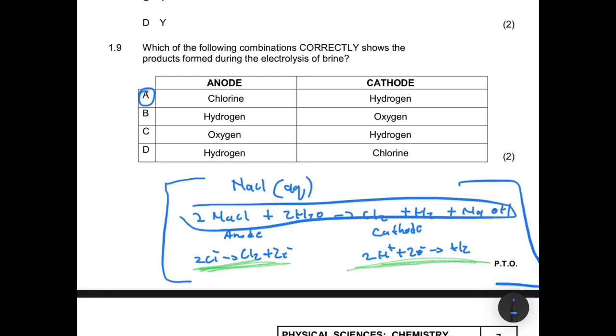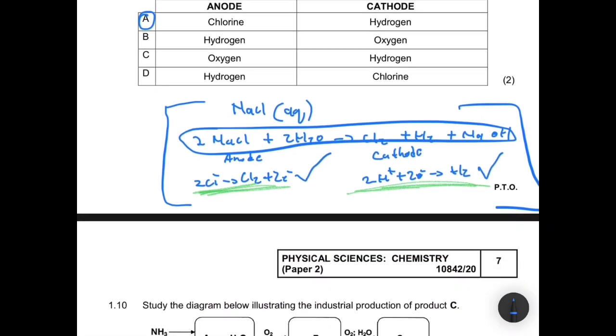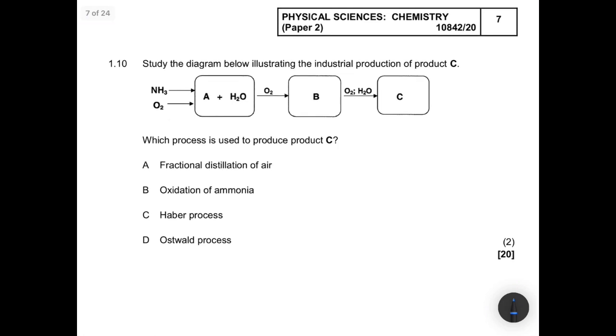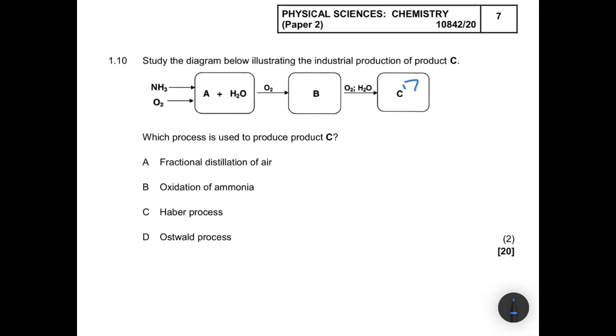This is the overall reaction. This is what takes place at the anode, and this is what takes place at the cathode. Now let's do 1.10. 1.10 says, study the diagram below illustrating the industrial production of product C. What is product C, and which process is used to produce product C? Okay, so let's look at the first step before we get ahead of ourselves.